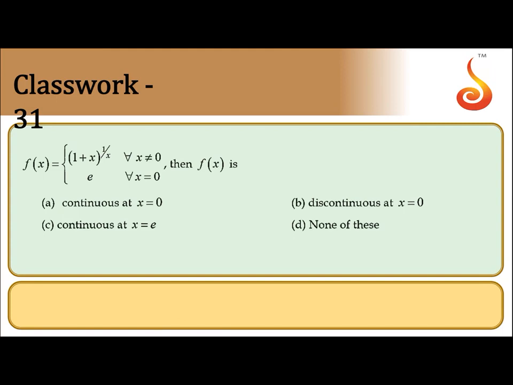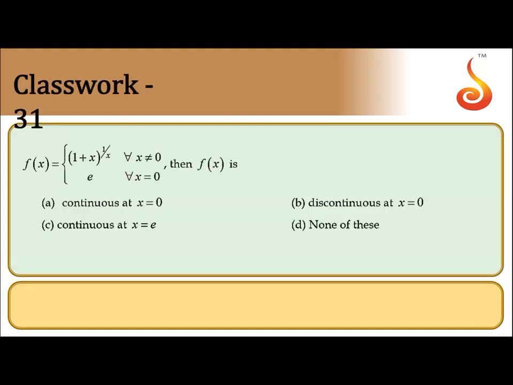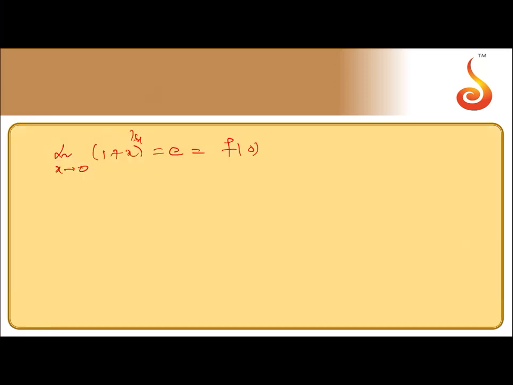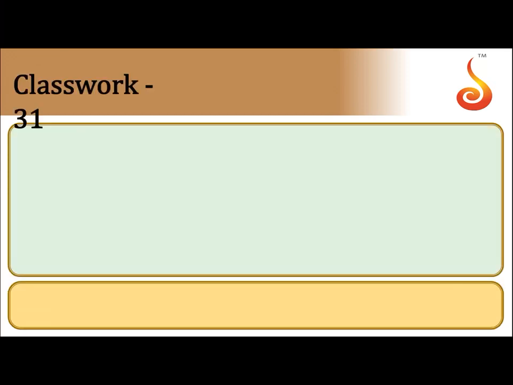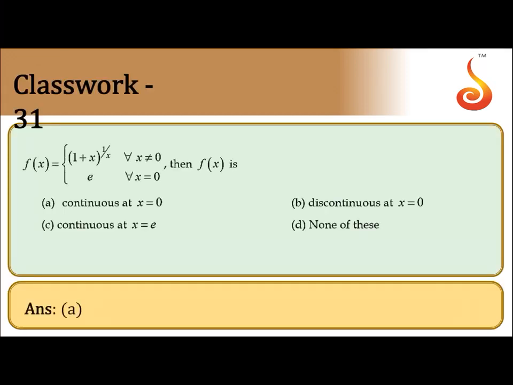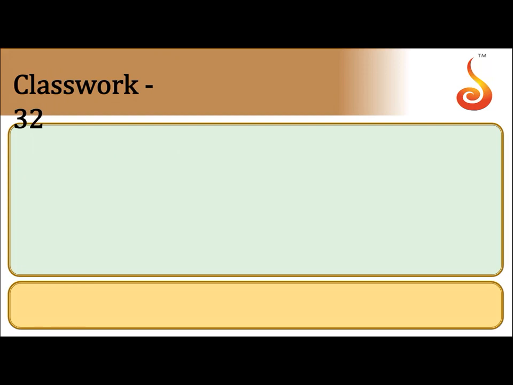We know as x tends to 0, 1 plus x to the power of 1 by x is equal to e. But e is nothing but the value of the function at 0. So therefore, it is continuous at the point x equals 0. At x equals 0, the function value is equal to e, so the limit value is also e by the formula. So the answer is that the function is continuous at x equals 0.